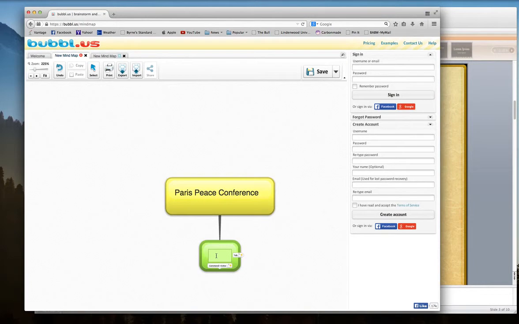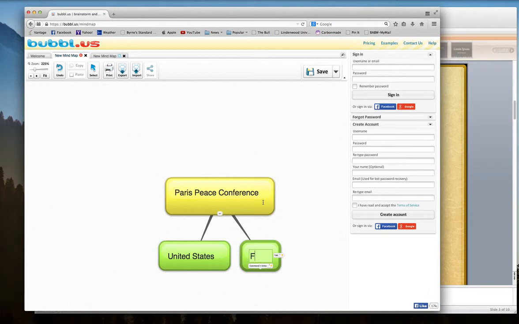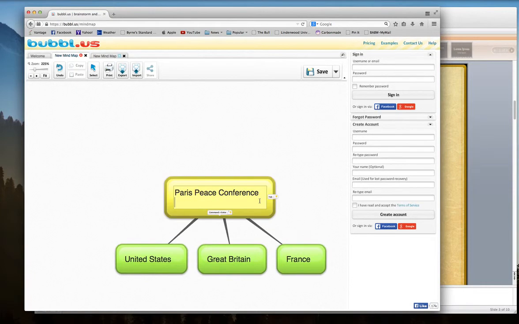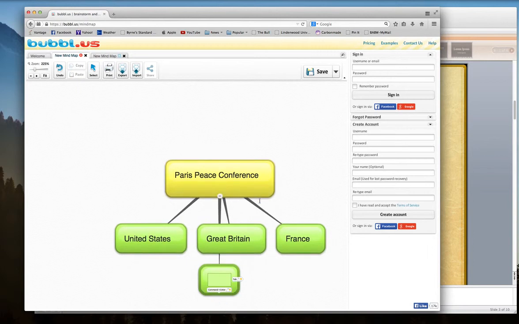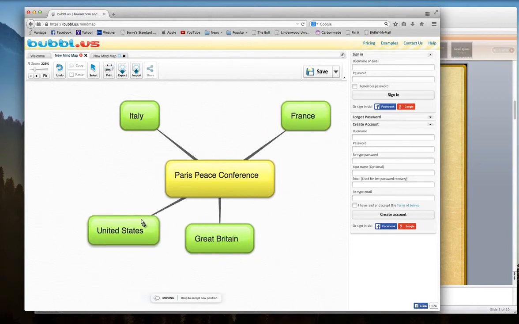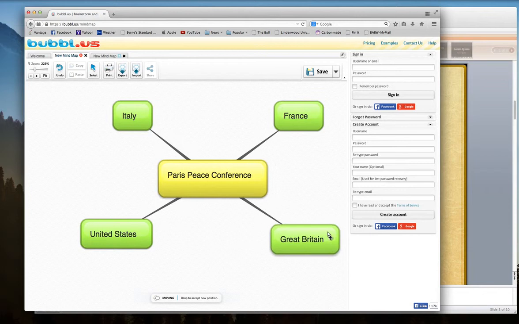So again, who participated in the Paris Peace Conference? Who were the big four? Yep. United States, Great Britain, France, and Italy. And look how nifty this is. We can just organize it, move it around, so we have a lot more room to add more stuff onto it, add more of our thoughts to it.